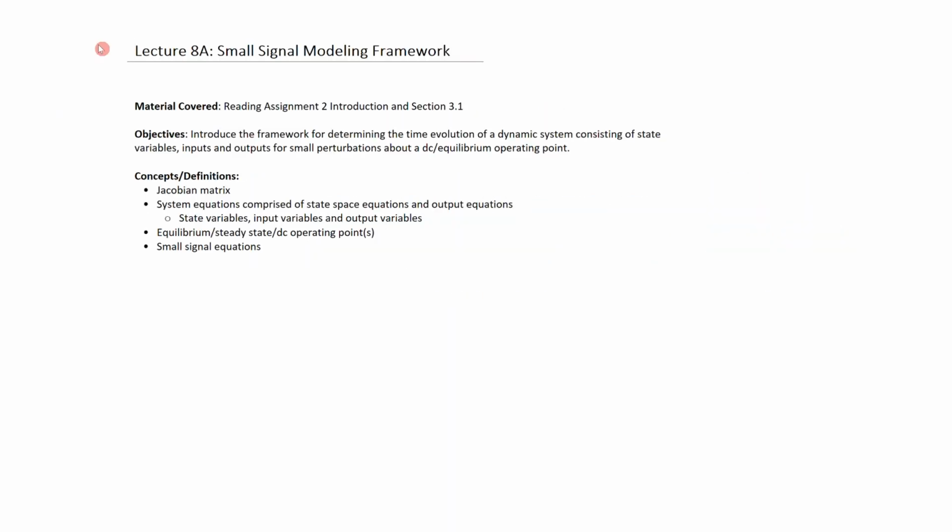Welcome to Lecture 8A entitled Small Signal Modeling Framework. This material comes from Reading Assignment 2, the Introduction, and Section 3.1.